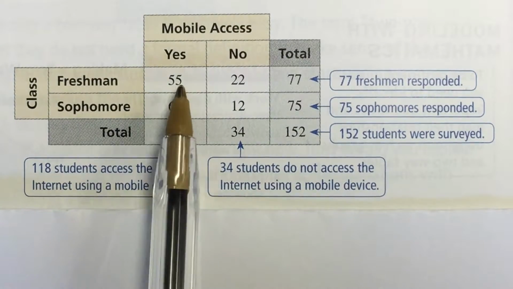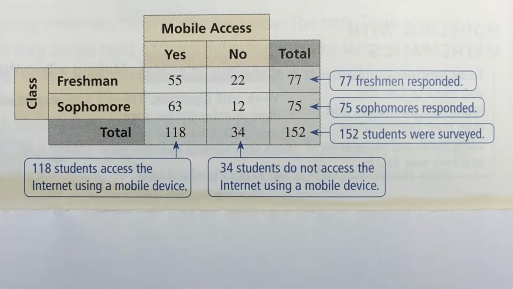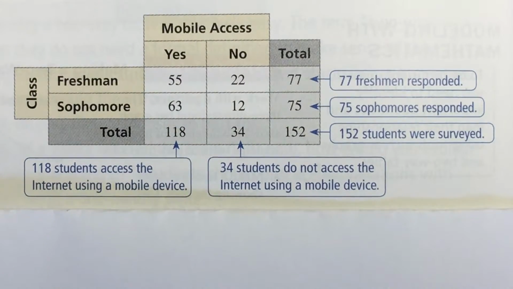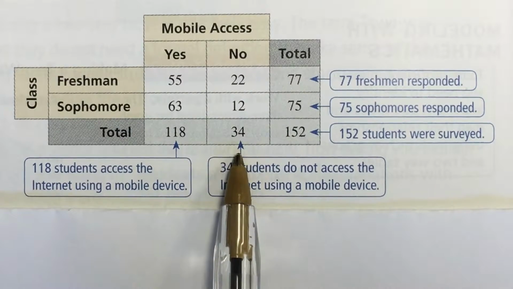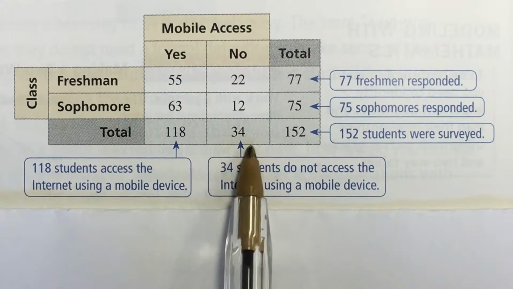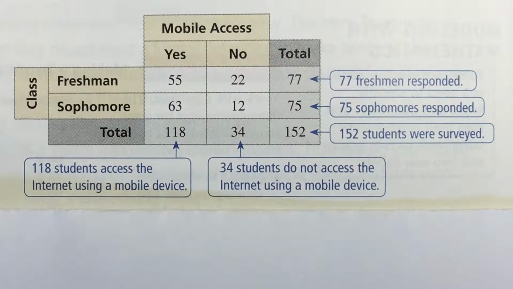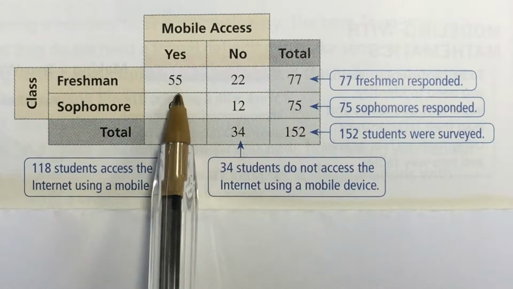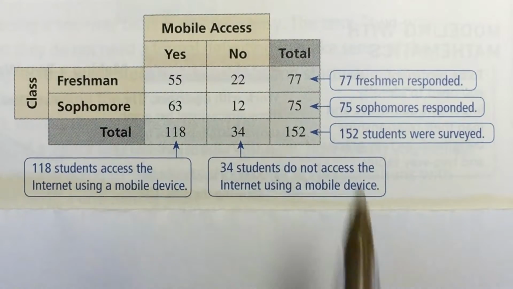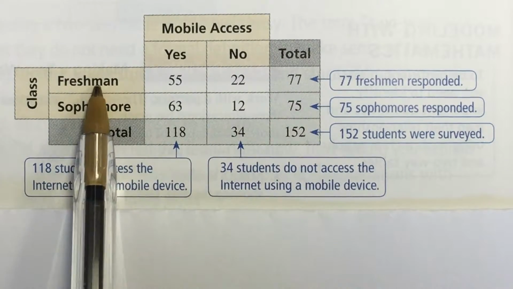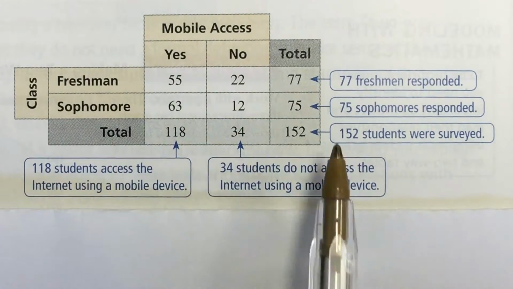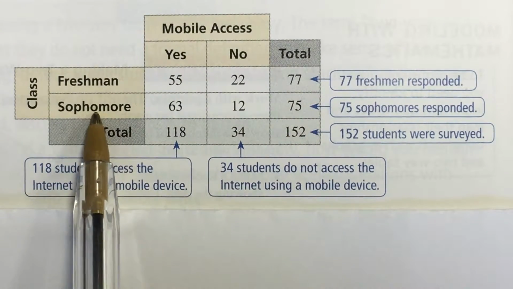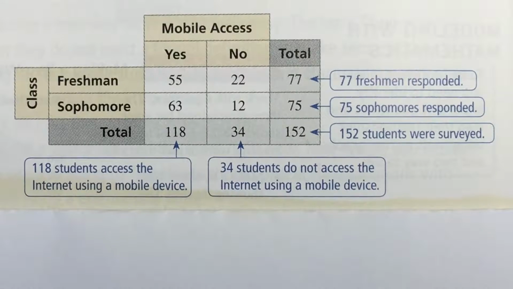The 118 is a sum of 55 and 63. 118 represents the total number of people that have mobile access, and the 34 represents 34 people that do not have mobile access. Going across the rows, the 77, again the addition of 55 and 22, represents 77 freshmen, and 75, adding the 63 and 12, represents 75 sophomores.